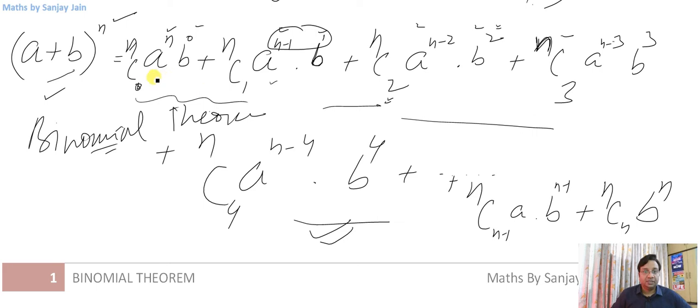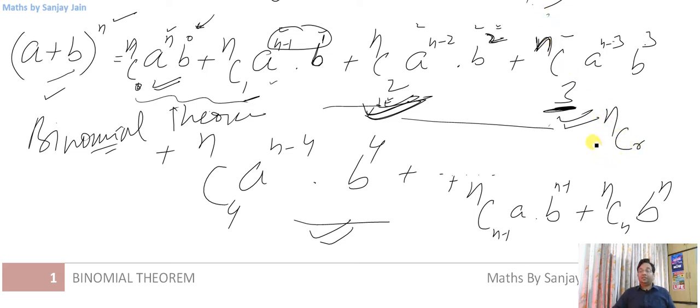And if you notice, this was the first term, b has got 0 power. In the second term, b has got power 1. Third term, b is raised to 2. Fourth term, b is raised to 3. So if I consider this power to be r, let us say, and this coefficient I consider nCr, then this term is the (r+1)th term. The (r+1)th term will have coefficient nCr. This is what I'm trying to say.